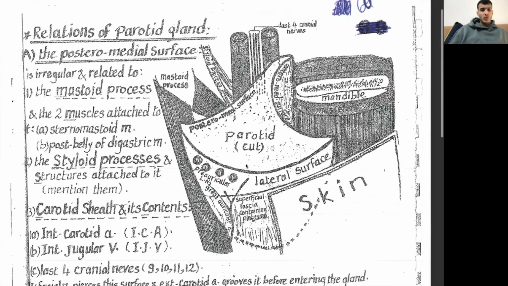Okay, so now we're going to discuss the relations between the parotid gland and the structures around it. Here, this lateral surface is me basically tapping my face like that, so I'm touching the lateral surface. The anteromedial surface will be the anterior part, and the posteromedial will be the posterior part.